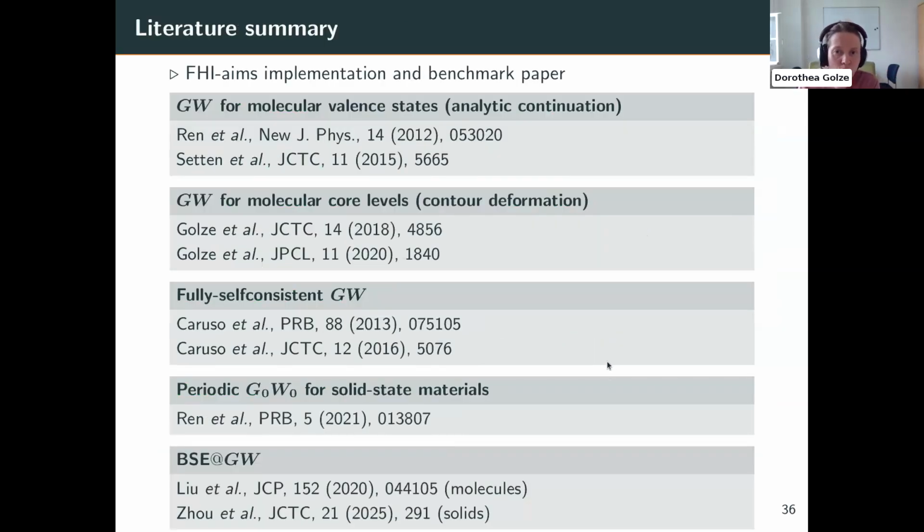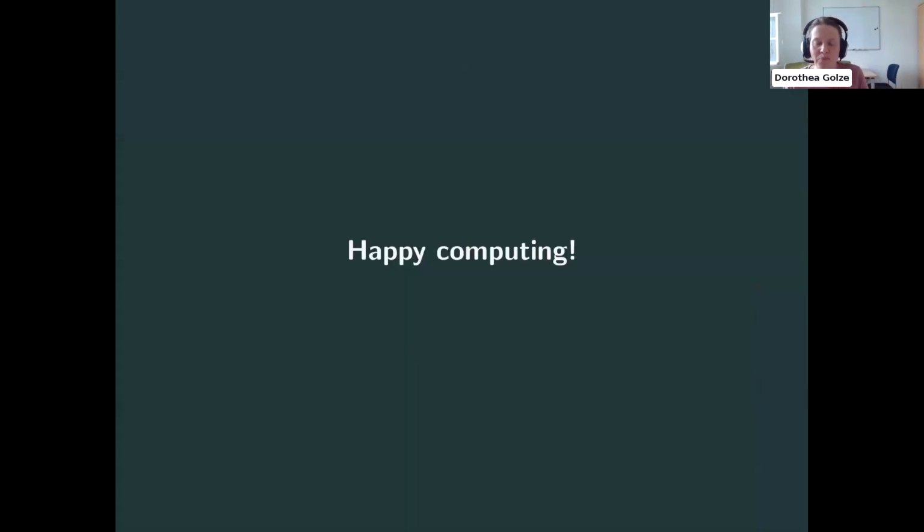And I want to close now with a list of the literature summary. I didn't put everything, I just picked what I consider the most important implementation paper for each, or first benchmark of the method, of all of these flavors of GW implemented in FHI-aims. And then I know it's not today, but happy computing tomorrow. And now I'm looking forward to your questions.